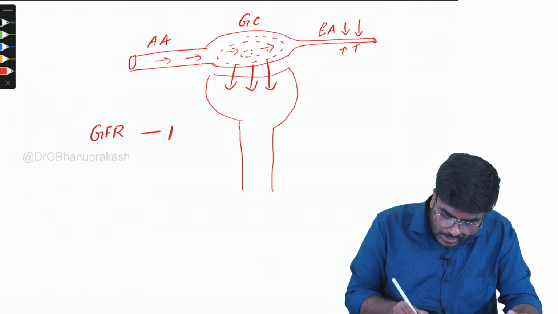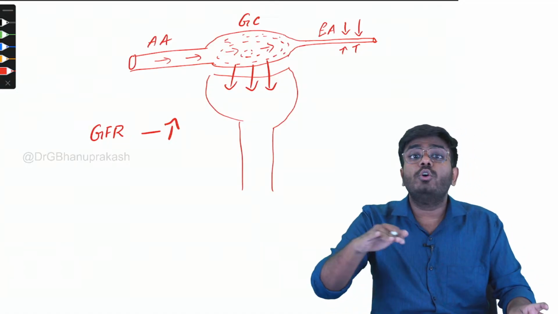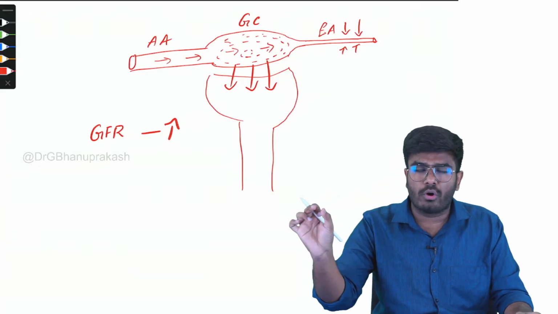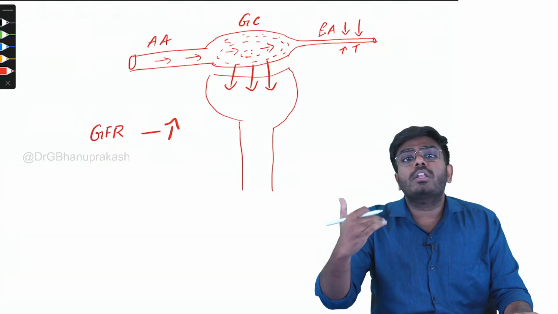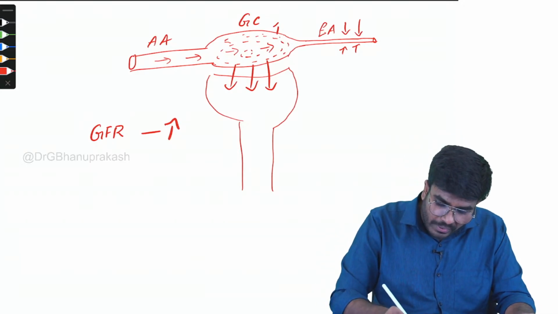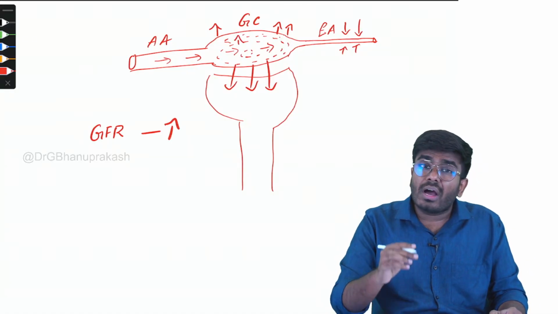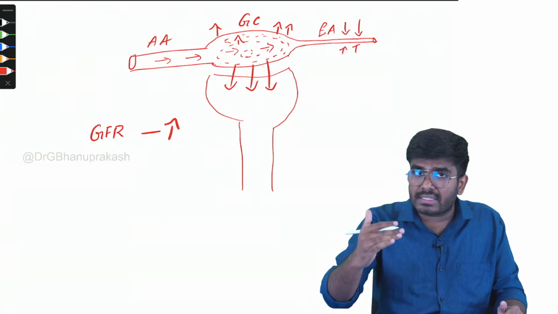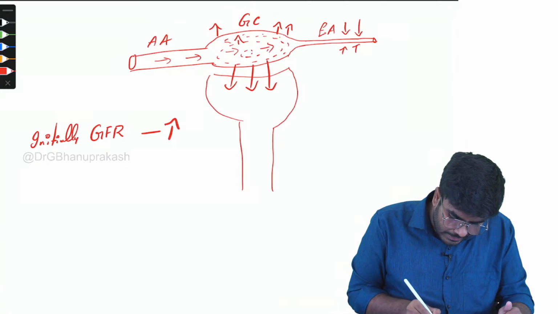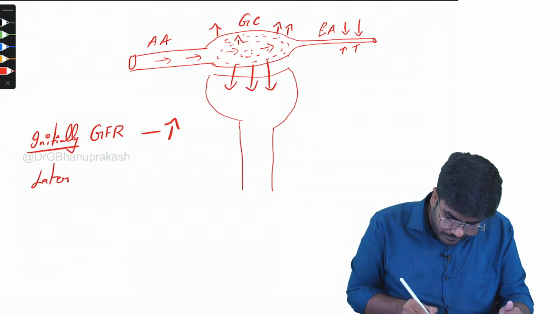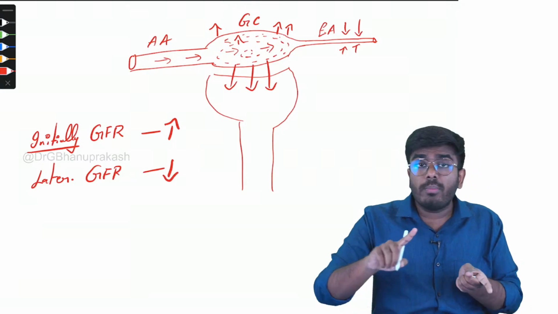Initially GFR increases. Now if blood is accumulating here, there is no way to go out, only a very small way. So what happens later? The blood which is coming is also going to decrease. Why? Because there is more pressure here. Blood is not going out. So initially GFR increases, but later what happens to GFR? GFR will go down, right? Because no blood is going out.